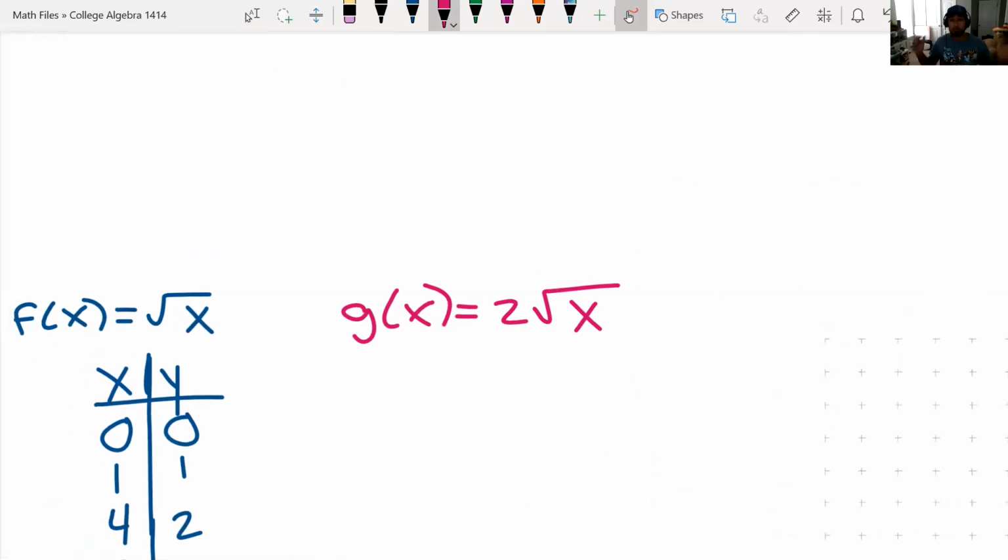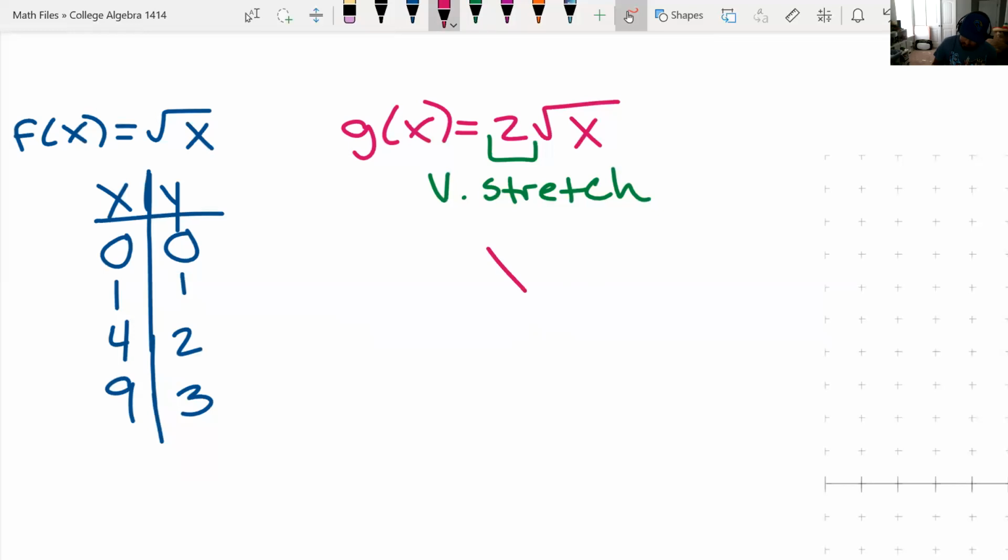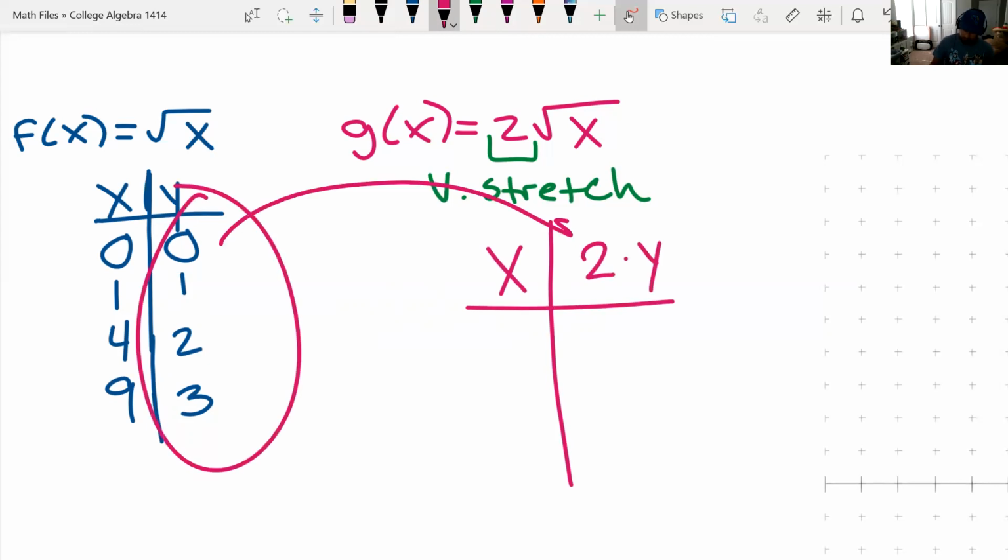And remember, it's important to note what type of transformation we're using. So this 2 in front is going to be a vertical stretch, which means we will take all the y values from the parent function and multiply them by 2. Because remember, any type of vertical transformation only affects y values. Okay, so let's take the xy chart from the parent function. The x values stay the same, but now you're going to take all these y values and multiply them by 2.